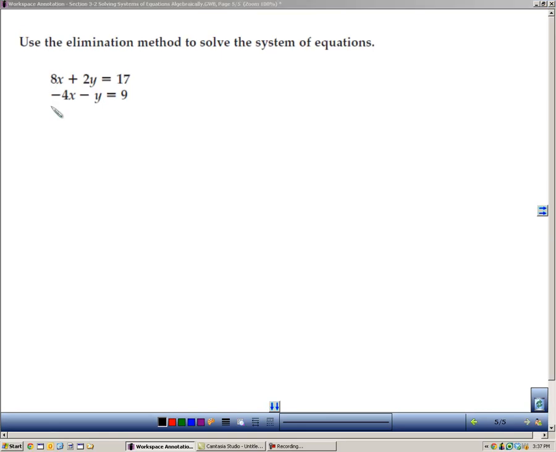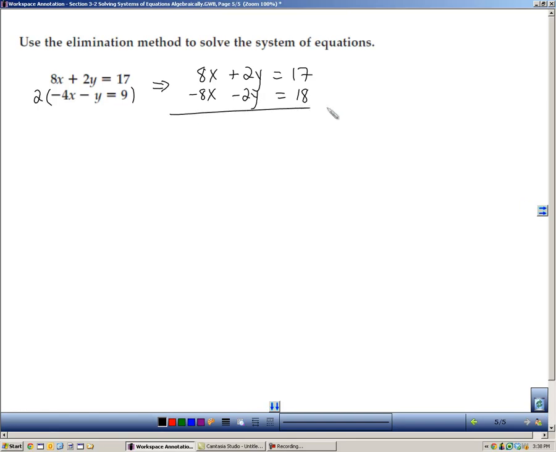Last one, using elimination. If I add, I don't eliminate anything, and if I subtract, I don't eliminate. So I'm going to take the bottom equation and multiply it by 2. Now if you look, these numbers have coefficients that are opposites. 8 and negative 8, 2 and negative 2. So in this case I'm going to add. So 8 plus negative 8 is 0. 2 plus negative 2 is 0. So we get 0 equals 35.